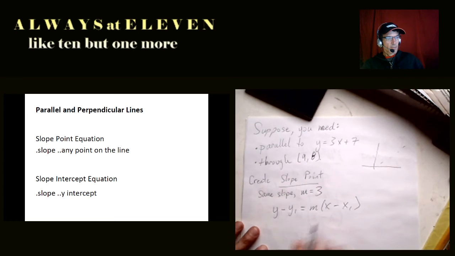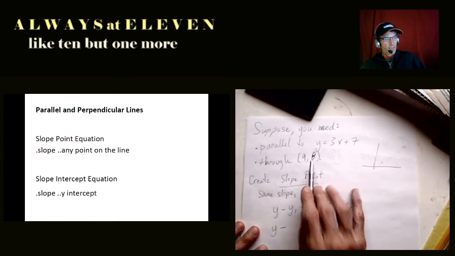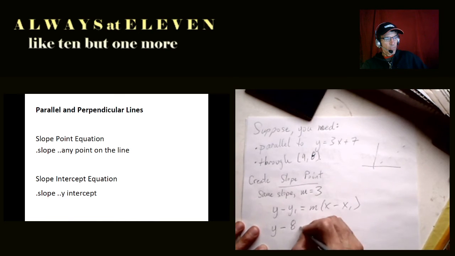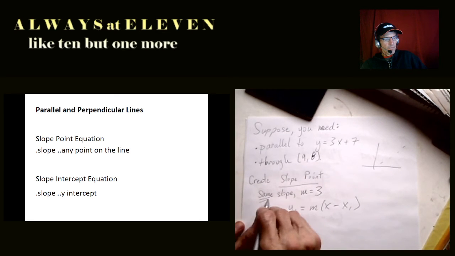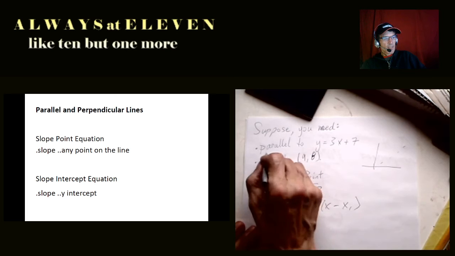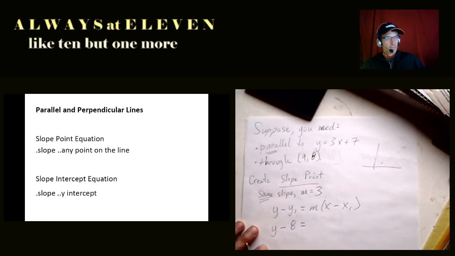The y stays. The y1, that is the y-coordinate for our point that we have, so that's 8. The slope, we figured out that it has to be the same because it's parallel. So we can just put that in there as a 3. And then the x value, again, it's from the same point here. So that will be x minus 9. Now, what's nice is that if they ask for the slope-point form, it's finished. There's actually nothing more to do.